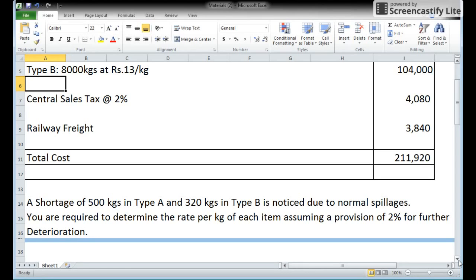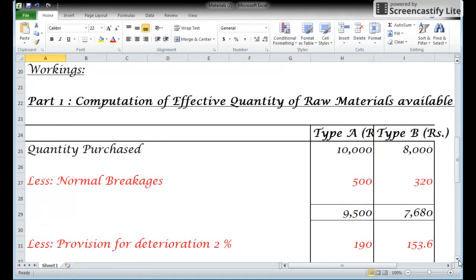Take a calculator and calculate along with me, and let's go ahead and try to solve this problem. The first step with the problem is to find out the remaining items which are good and not damaged or spilled over. So quantity purchased is 10,000 for type A and 8,000 for type B. Now we got to deduct the first damage of 500 for type A and 320 for type B. Also, it is said in the problem that there is a further damage of approximately 2%.